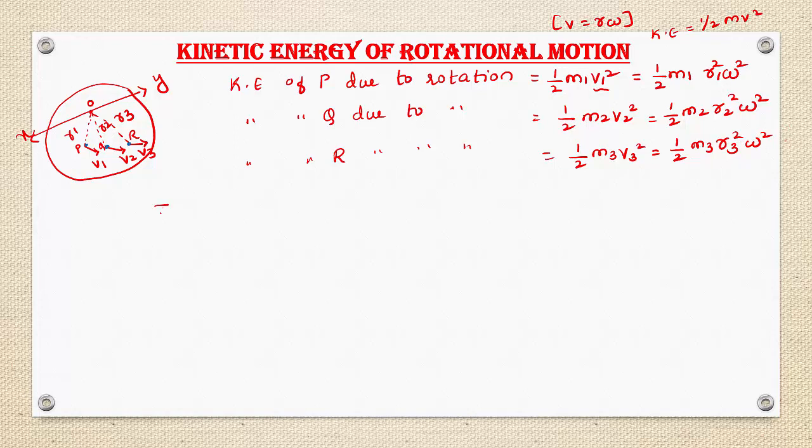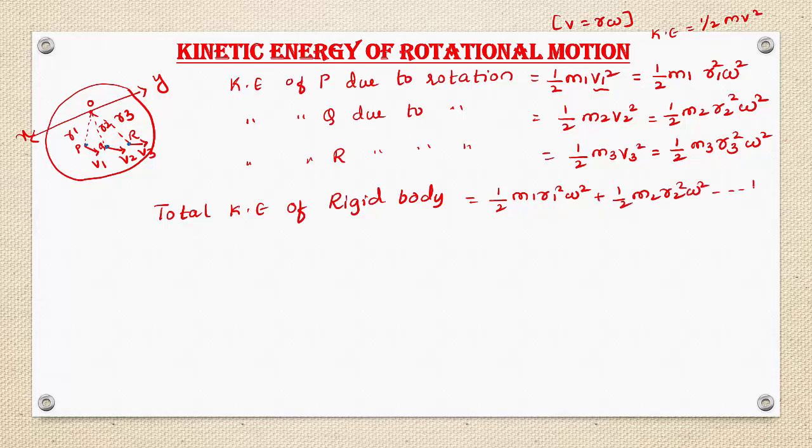If you want to write the total kinetic energy of a rigid body, we can write the equation as the sum of the kinetic energy of each particle: half m1 r1 square omega square plus half m2 r2 square omega square, and so on up to n number of particles, half mn rn square omega square.